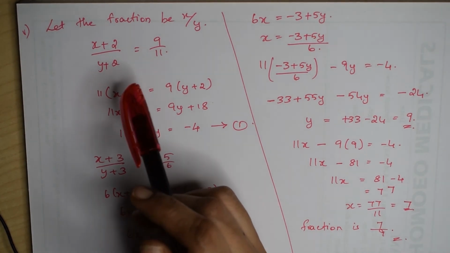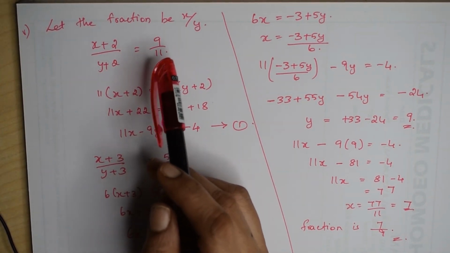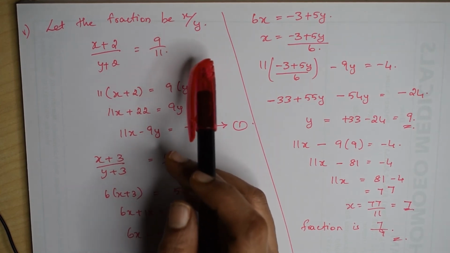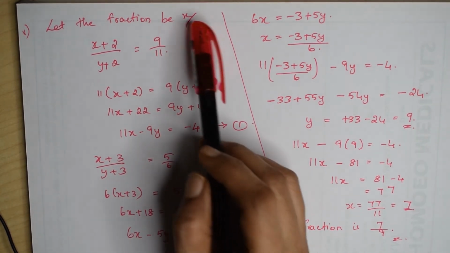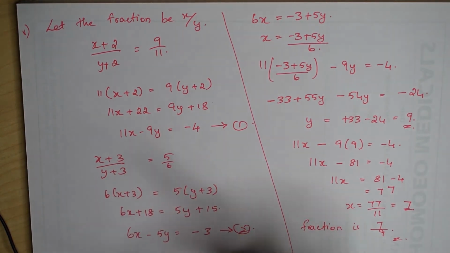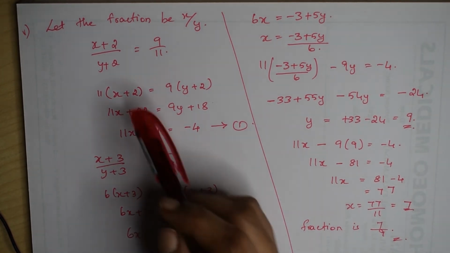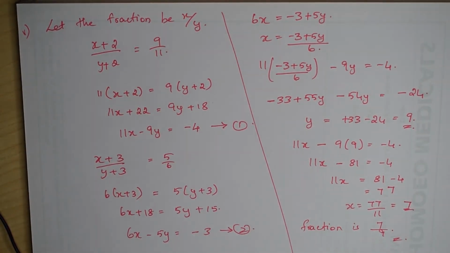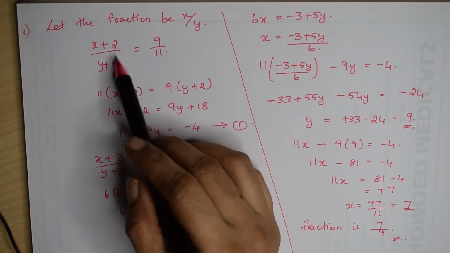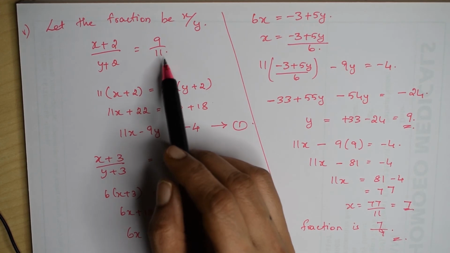As per the statement, there is a fraction given, and let us consider the fraction to be x by y. Okay, and if we are adding 2 to the numerator and to the denominator of the fraction, the value of the fraction becomes 9 by 11. So I am considering the fraction to be x by y, I am adding 2 to x and y, so it becomes 9 by 11.